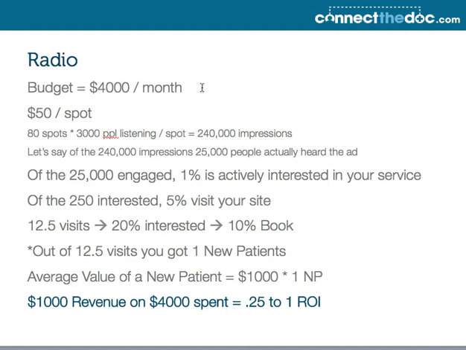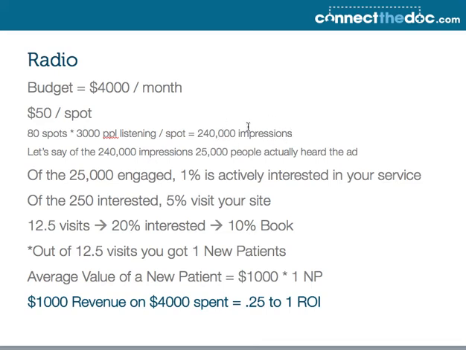So let's say you set a $4,000 monthly budget with radio, and it's roughly $50 per commercial. So you're going to get a total of 80 commercials. And at any given time, let's say that there's 3,000 people listening to the station you're advertising on. And if you multiply that by 80 total commercials, your commercial is basically going to get heard by 240,000 people.